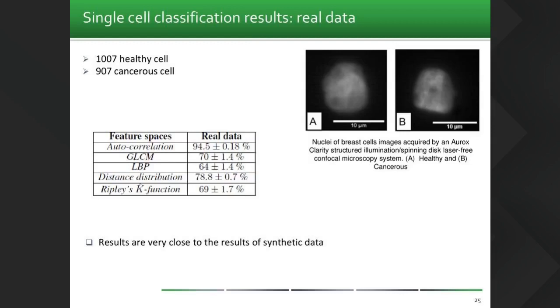the autocorrelation feature space has the highest performance. And here for the pointillist approach, the performance is really affected by the capacity of the algorithm to localize the points correctly.